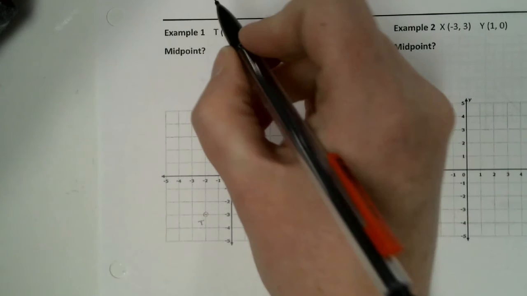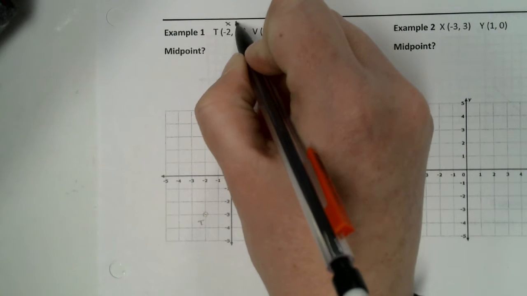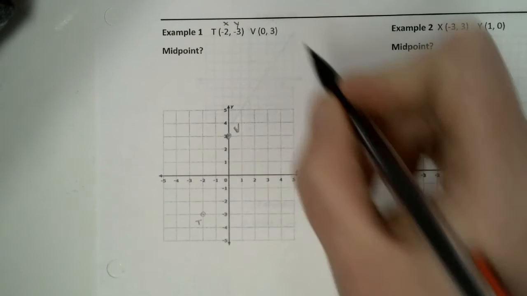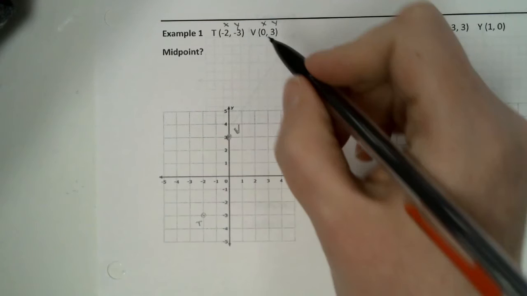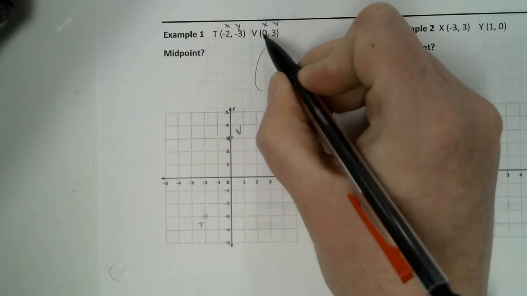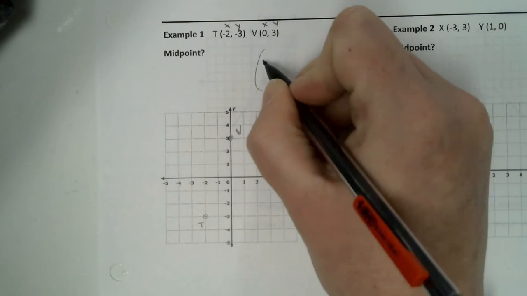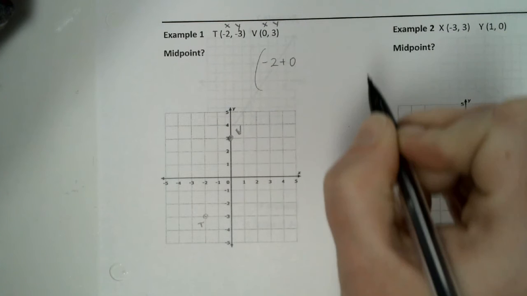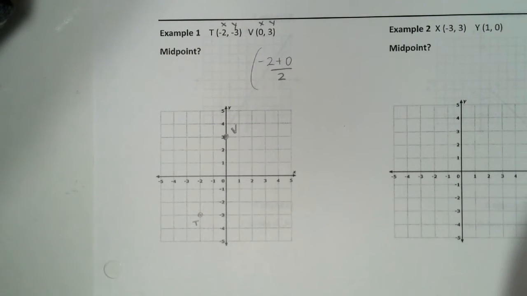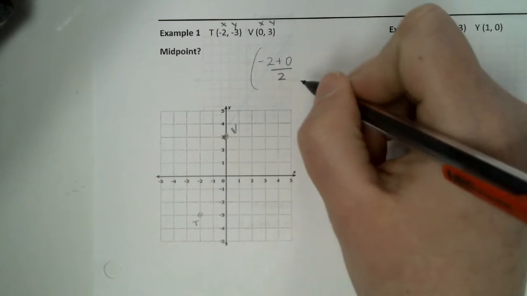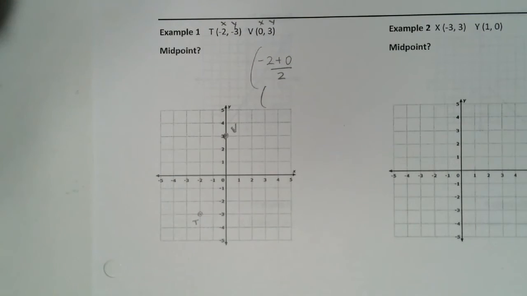Alright, so on this point, this is my x and this is my y, right? And on this one, this is my x and this is my y, right? Okay, so to do the formula, we're going to take the x's and add them together. I'm going to do -2 plus 0, and I'm going to divide by 2. Let's go ahead and do that part before we even do the y.